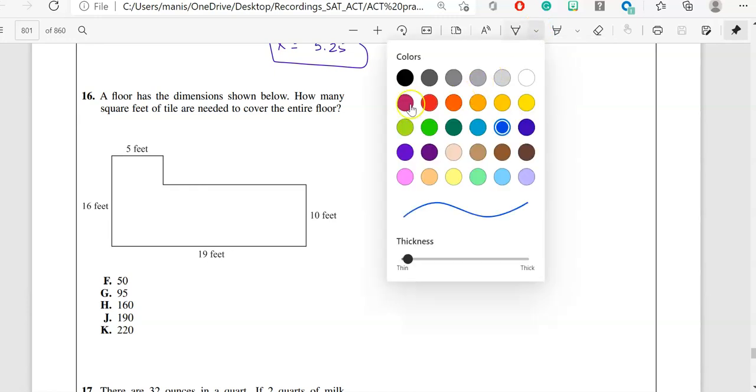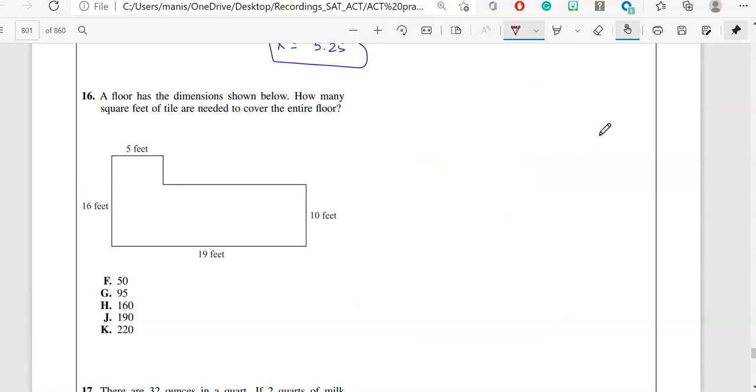ACT Session 2, Part 1, Part 2 of 3. The floor has the dimensions shown below. How many square feet of tile are needed to cover the entire floor?